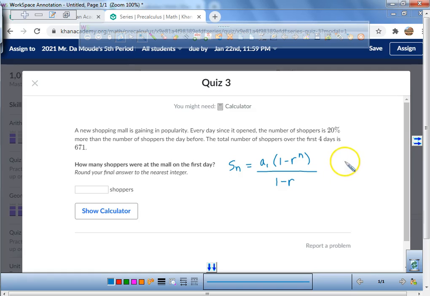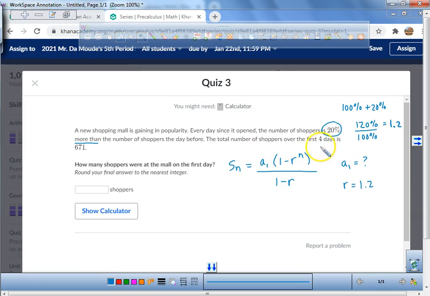Now, I don't know what the first term is, so that's what we're trying to find. So put the first term is question mark. But I do know what the r value is, the common ratio, because it says 20% more than, which means if I had 100% and I add 20%, that gives me 120%, and that decimal is 1.2. If you ever want to convert a percentage to a decimal, literally all you got to do is just divide it by 100. And that gives you the 1.2. So my common ratio is 1.2.